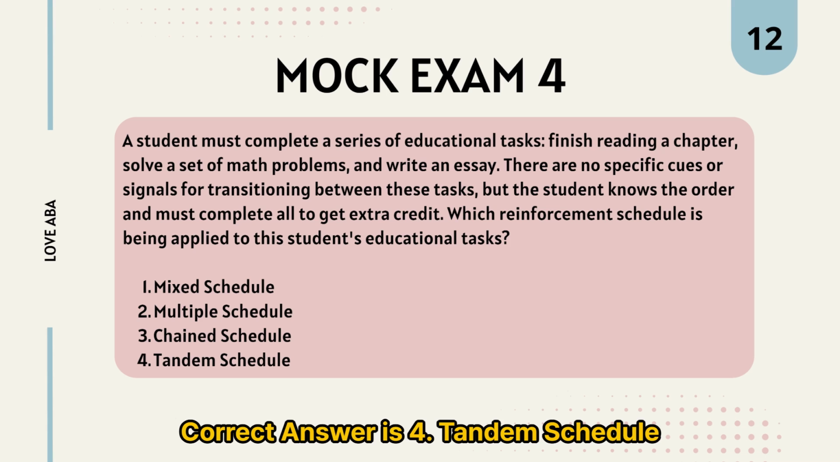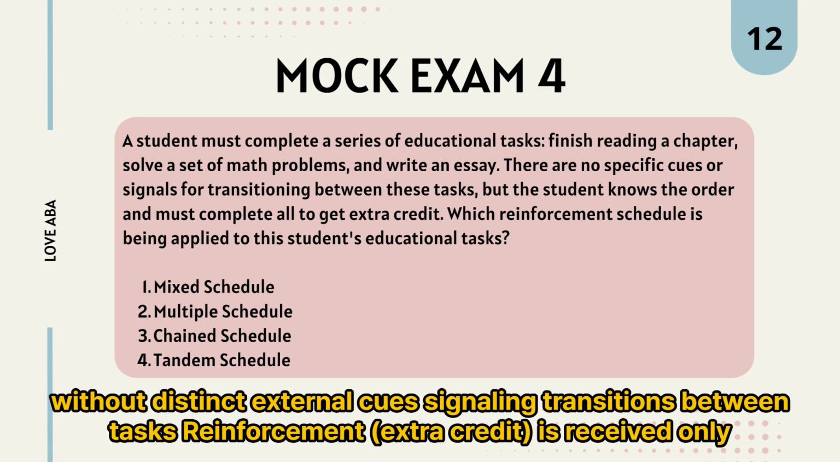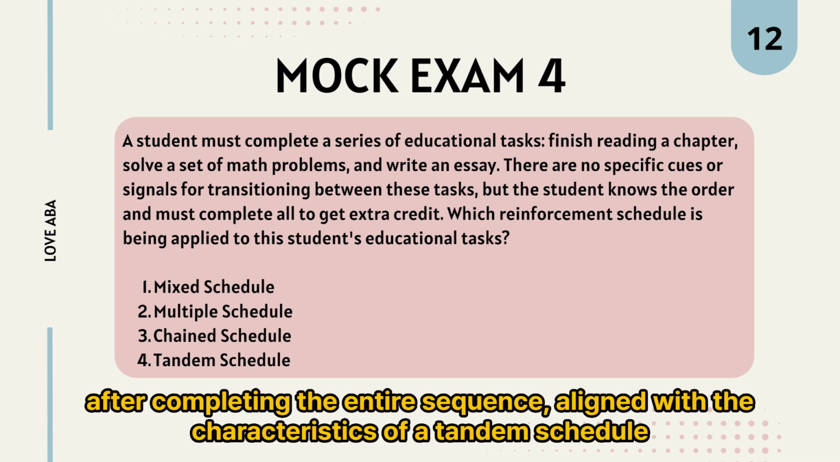Correct answer is 4. Tandem schedule. This is a tandem schedule because the student must complete a series of tasks in a specified order. Without distinct external cues signaling transitions between tasks, reinforcement, extra credit, is received only after completing the entire sequence. Aligned with the characteristics of a tandem schedule.